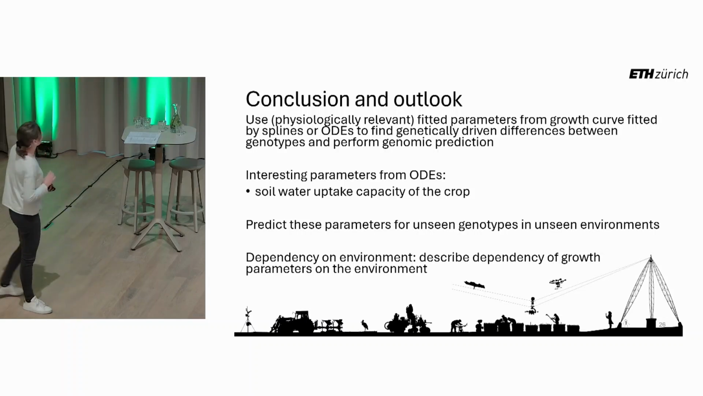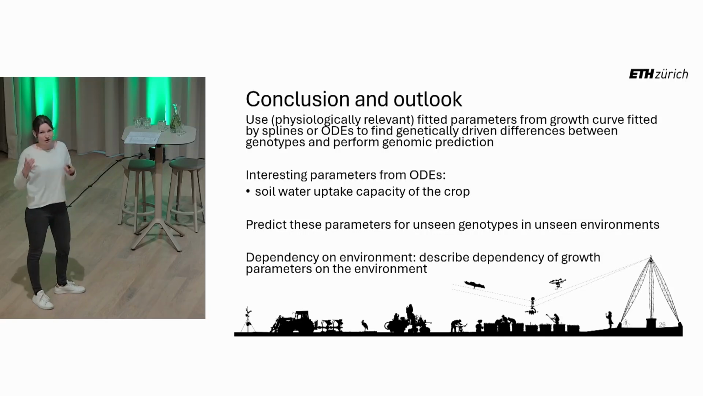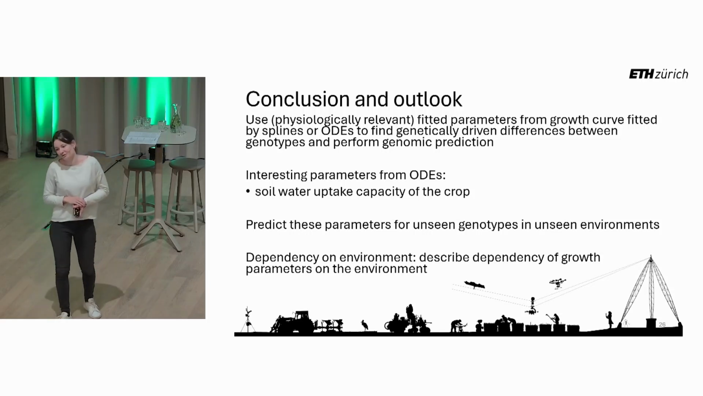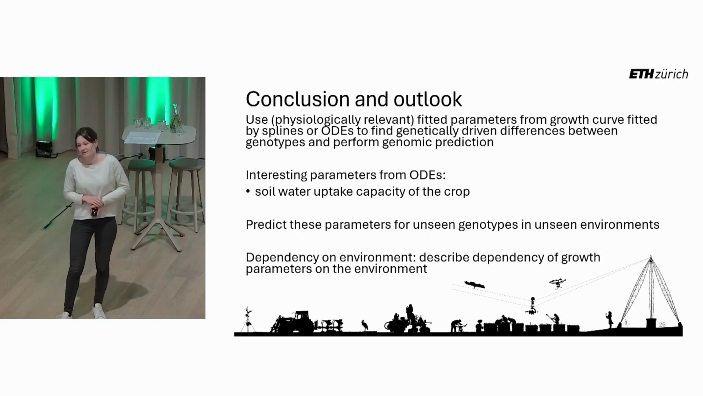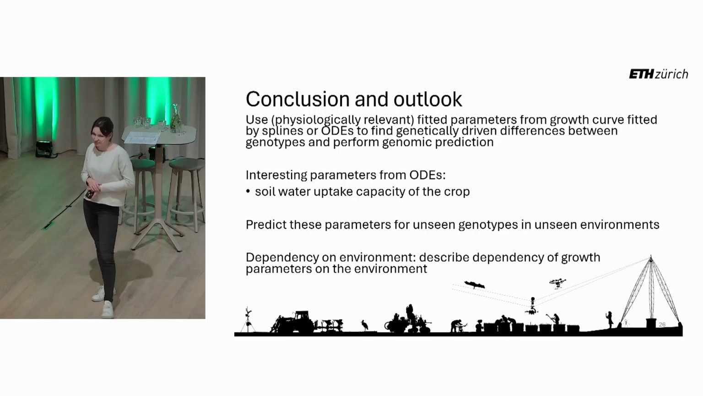So, an outlook, or a summary first: we can use the fitted parameters from the growth curves, which should hopefully be relevant in a breeding context, and perform a genomic prediction. And in the future, we will hopefully have more interesting traits from the ODEs and can do a genomic prediction. But then we'll have the issue that they still might depend on the environment, but then our approach will be that we hopefully can describe the dependency of these growth parameters on the environment.